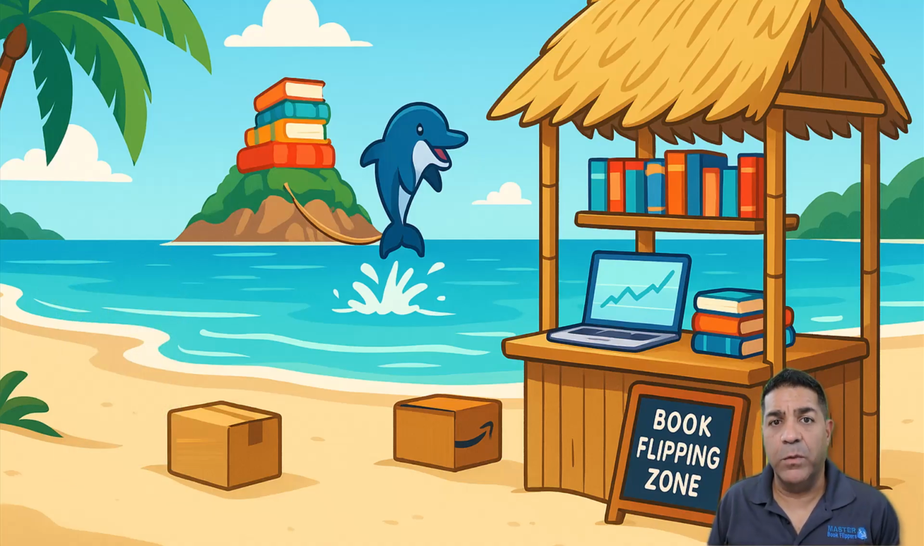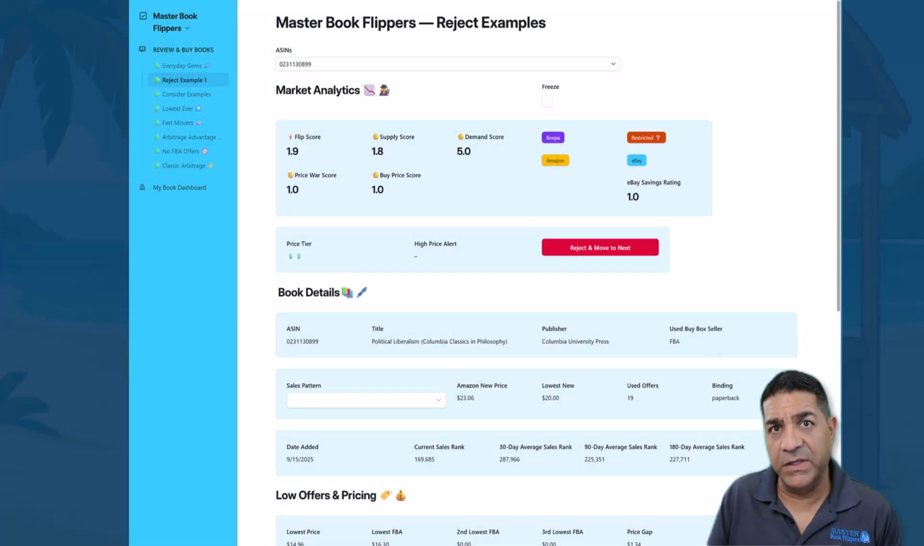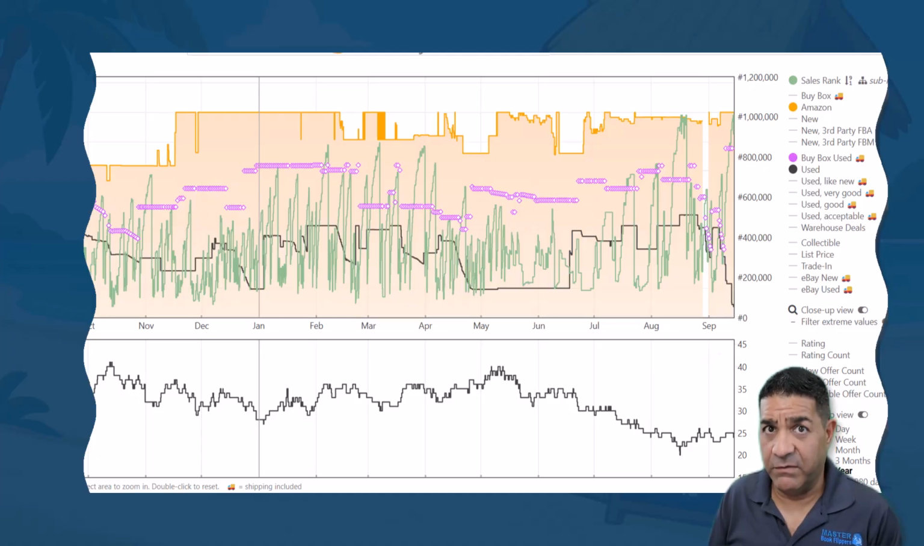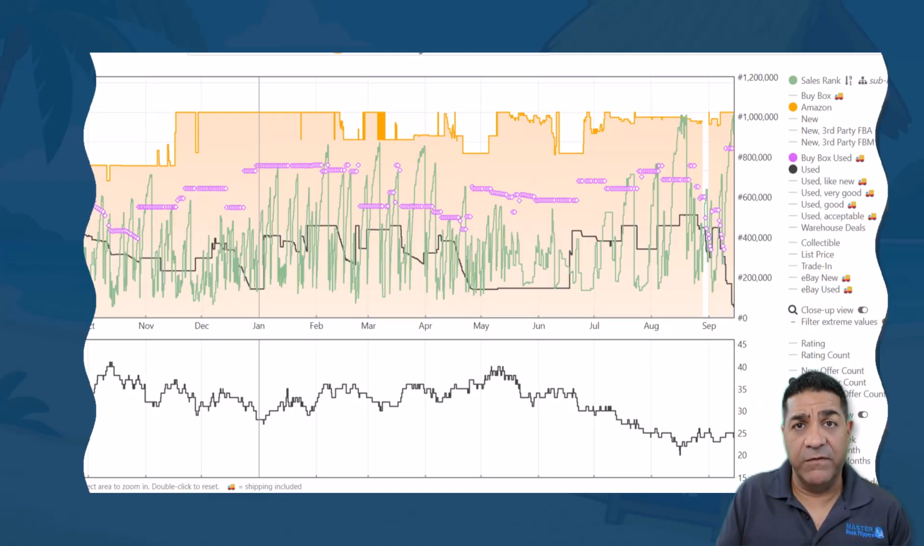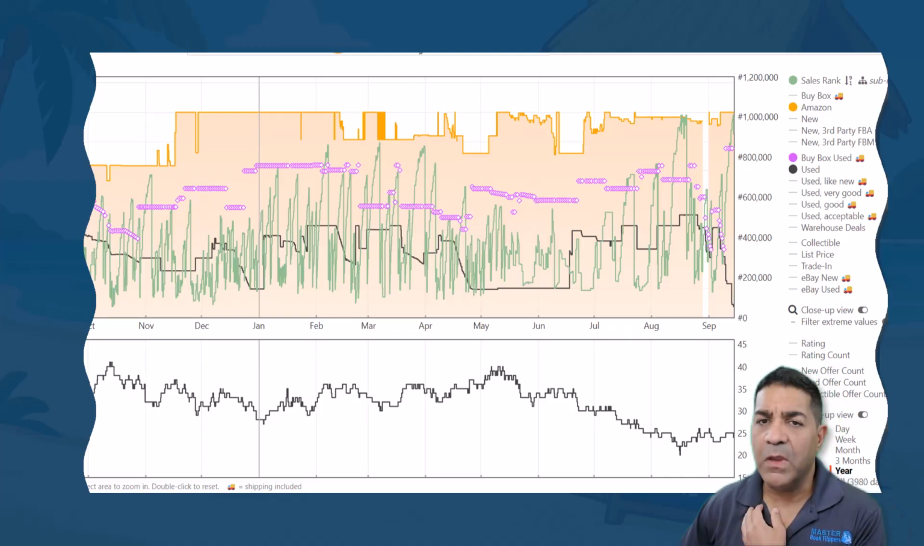In this video, we are going to show you the Master Book Flipper software, but the point of this video is to talk about Keepa. So don't worry if you miss something and say, why is he doing this? What's this on the Master Book Flipper software? We've got other videos on that, and we'll come out with new videos on using the software because we've made a ton of updates recently. But really, we're focusing in this video just on the Keepa charts as best we can.